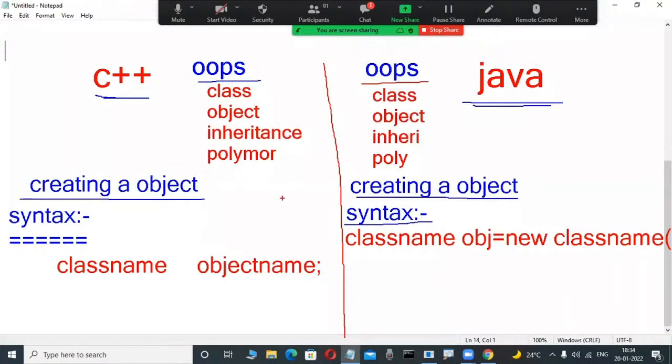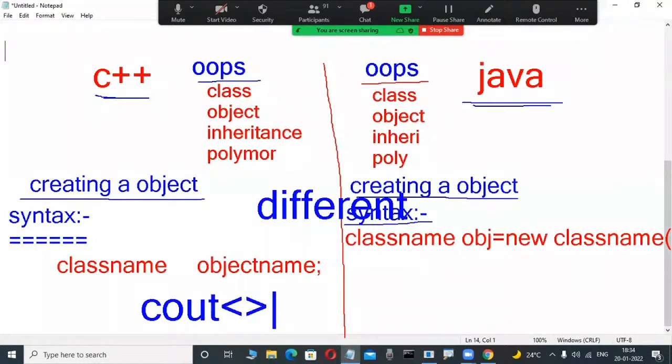Different. Syntactically different. Conceptually, OOPs concepts are the same, but syntactically different, and functions are also totally different. Suppose in C++ I want to display output, cout is a function for streaming output only.